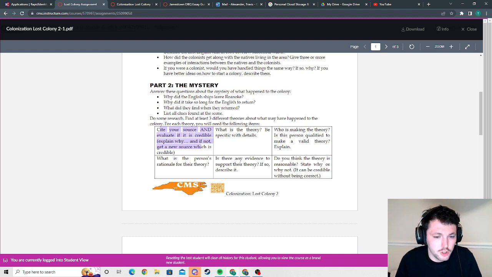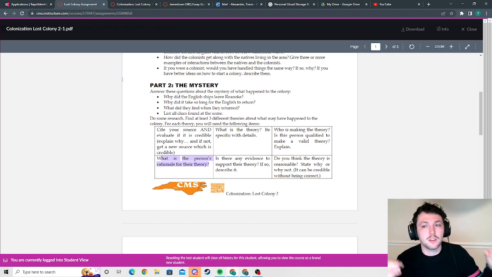So what's the person's rationale for their theory? That's just the base, like the theory's basic structure, its basic argument. Like the author identified this piece of evidence, and they made this argument about how that evidence works into their theory, so this is the theory, right?